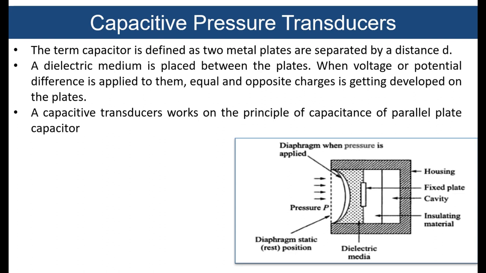housing. As the applied pressure changes, the diaphragm changes its movement, and as per that movement of the diaphragm, the dielectric medium changes its property, which is added on the fixed plate and the insulating material, and a change in capacitance occurs. And as the change in capacitance occurs, that is measured in terms of the pressure.